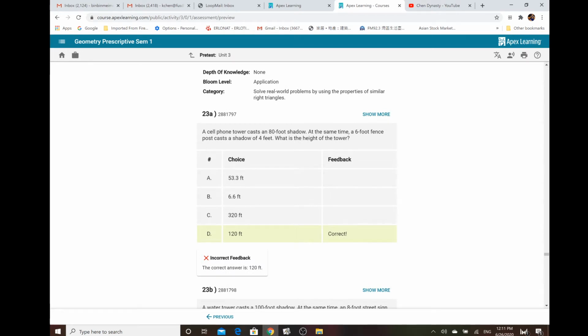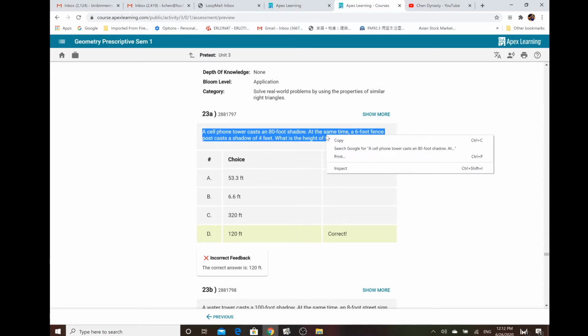A cell phone tower casts an 80-foot shadow. At the same time, a 6-foot fence post casts a shadow of 4 feet. What's the height of the tower? The first thing you want to do is draw the diagram, or you can compare the numbers, but I do recommend you draw the diagram for this. Again, it's about the comparison of two similar right triangles.